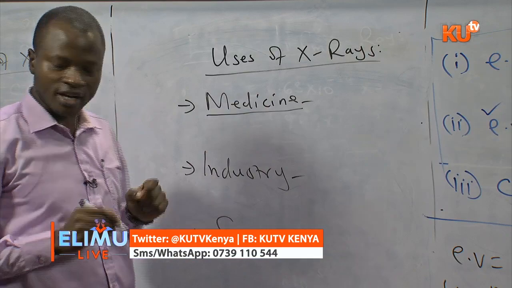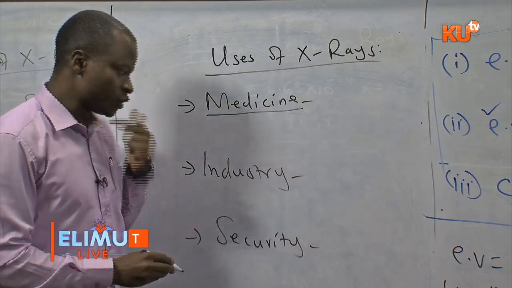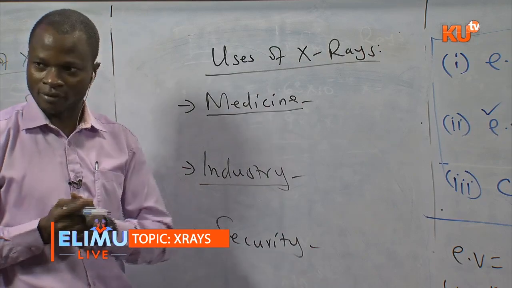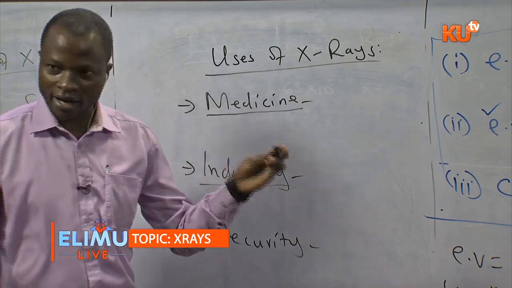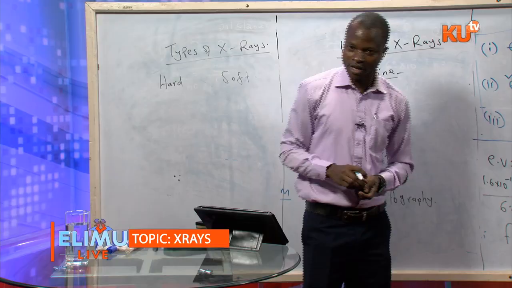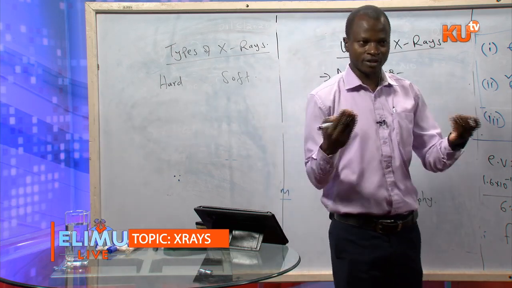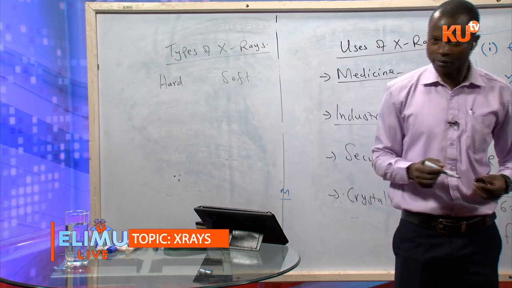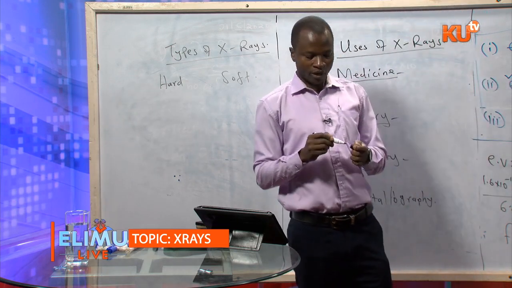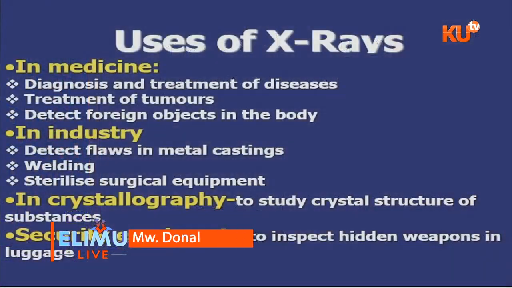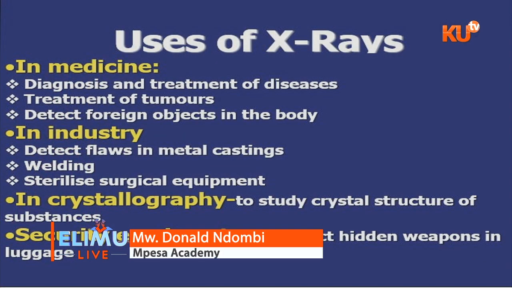Or sometimes the question can ask you, give 2 uses of X-rays in industry. So you need to be careful. But if the question is just a blanket, state 2 uses of X-rays, you have a choice of saying diagnosis and treatment of diseases. That is number 1 in medicine. Number 2, we can use them to treat tumors. You've heard of tumors. Someone has a tumor. You can still use X-rays to treat those tumors.